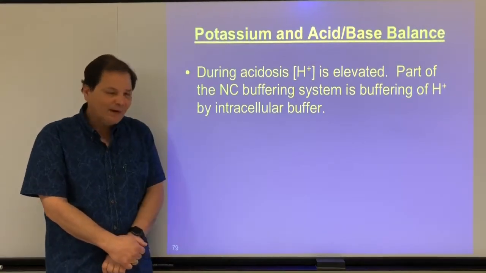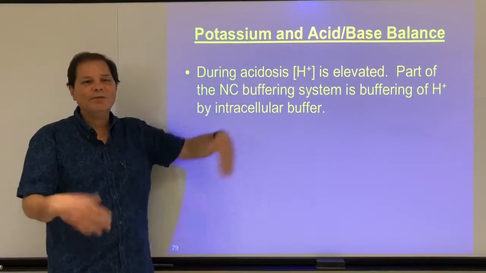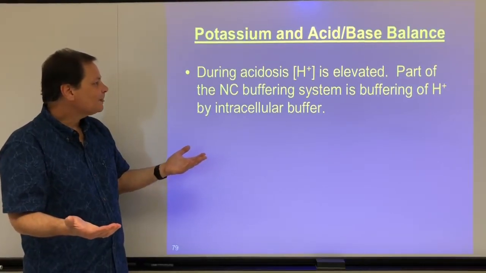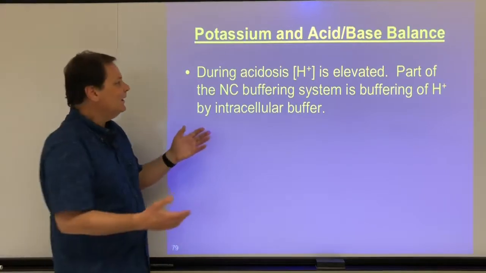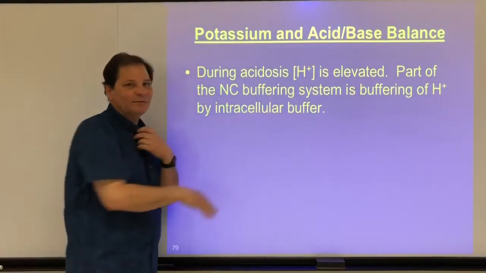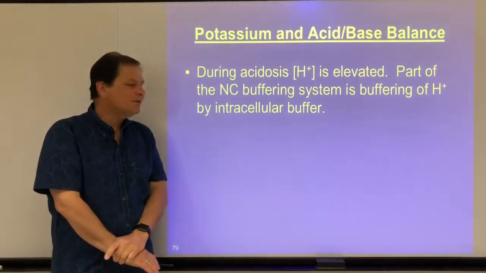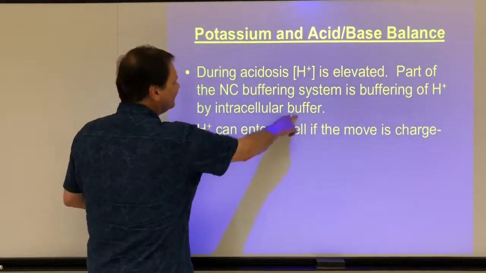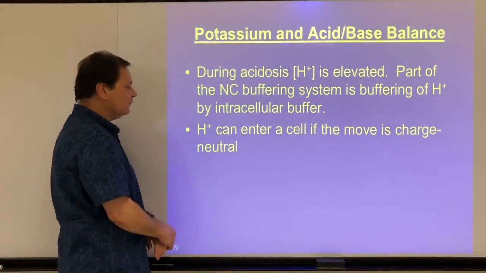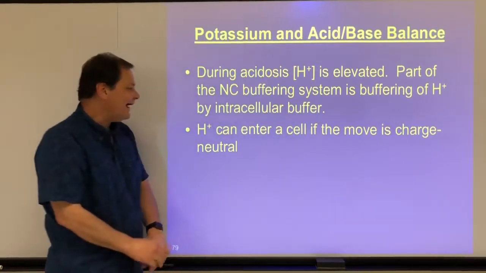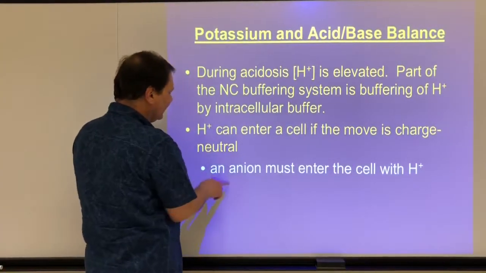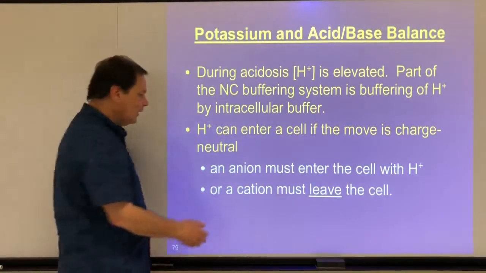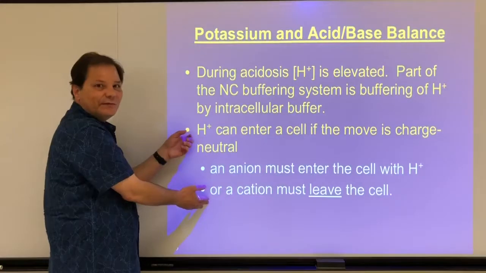When you have hydrogen ions elevated, let's say in an acidosis, so they're more than the usual concentration of hydrogen ions in your plasma, you'll buffer some of that in the plasma, but remember you also have intracellular buffers that take care of some of that, and the intracellular buffers kick in when hydrogen ions move into the cell. In order for this buffering reaction to take place, hydrogen ions are moving in. The only way that can happen is if you either move an anion in with it, so you maintain electroneutrality, or you move a cation out of the cell in exchange for the hydrogen ion.